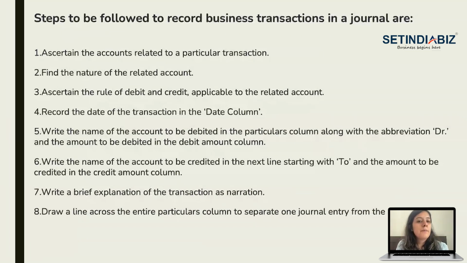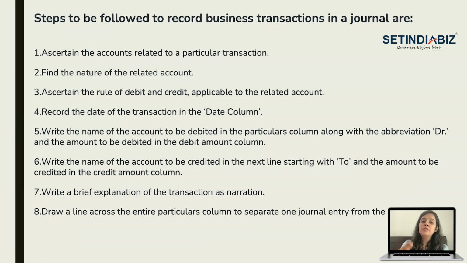The steps are: number one, ascertain the accounts related to a particular transaction, right? For example, the basic example I will give you, purchase of raw materials. Now, this purchase of raw materials has two accounts. If I am not purchasing it on cash, I have purchases account, right? And then I have suppliers account, from whatever supplier, from whatever company. For example, it is ABC company from which I'm getting my raw materials. So there will be two accounts.